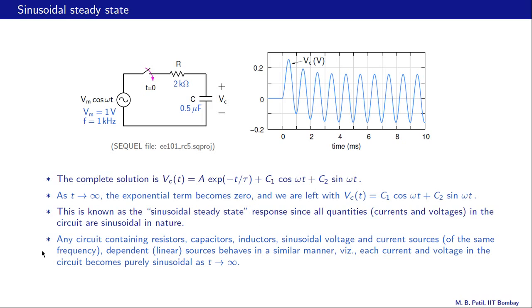And this turns out to be generally true for any circuit containing resistors, capacitors, inductors, sinusoidal voltage and current sources, dependent sources such as CCCS, CCVS, etc. So any circuit containing these components behaves in a similar manner, that is, each current and voltage in the circuit becomes purely sinusoidal as t tends to infinity. So each quantity, each current and each voltage in the circuit would have this form in the sinusoidal steady state.